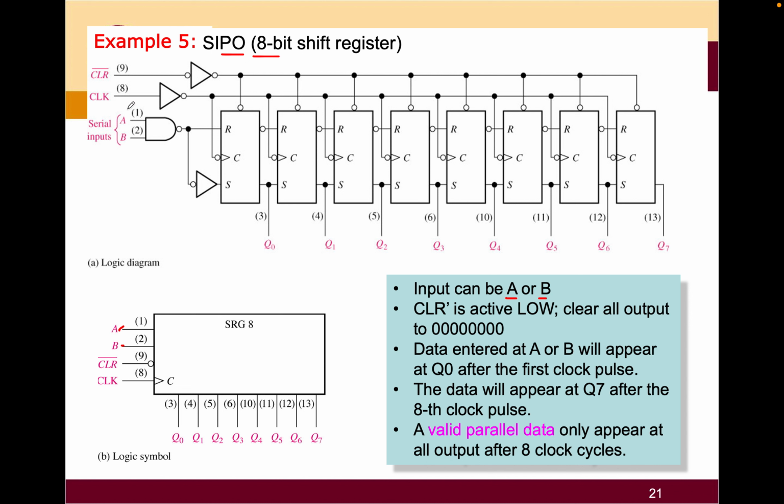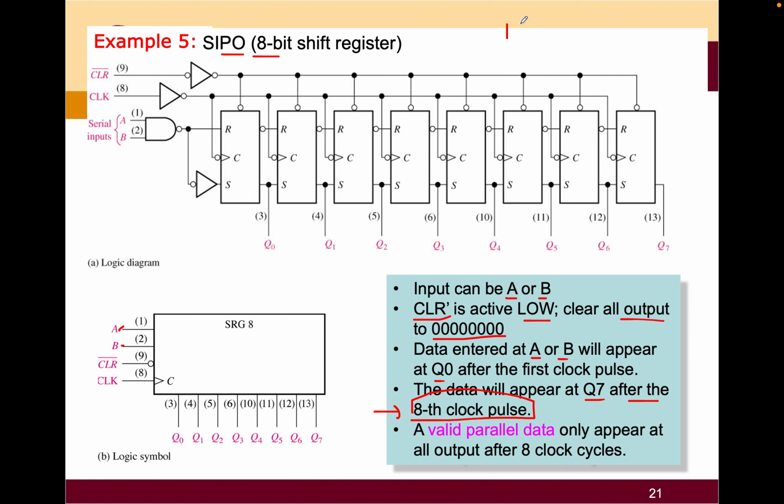You have 0 0 0 0 0 0. It can be together like that because you have 4 bits. That's why it looks like this. Clear is active low. Clear all outputs to 0 0 0 0. Data entering A or B will appear at Q0, of course, because this will be your flip-flop 0. The data will appear at Q7 after 8 clock pulses. Yes, after you already finish, until you meet the 8 clock pulses, you're going to get all digits.